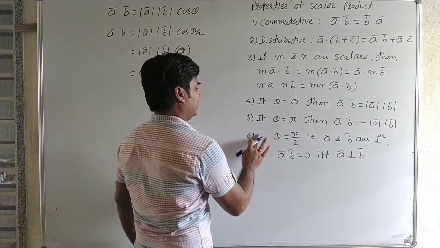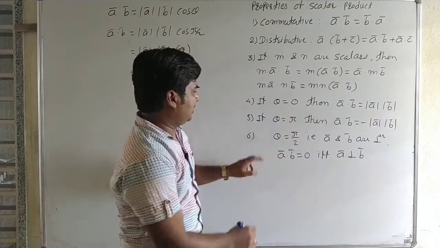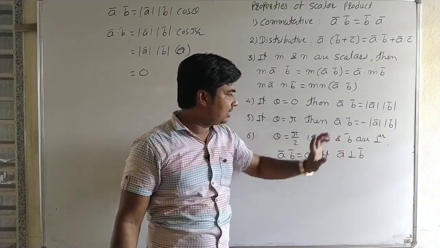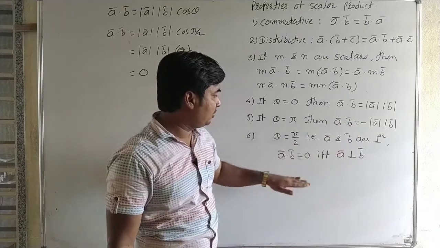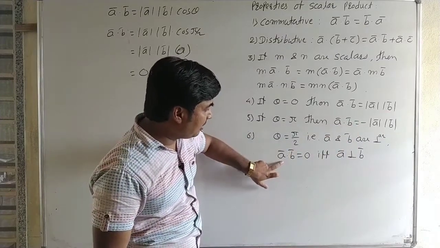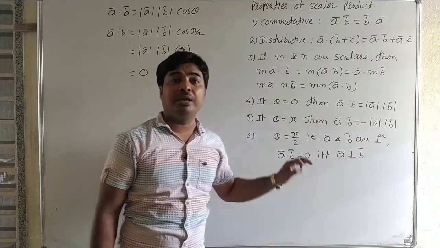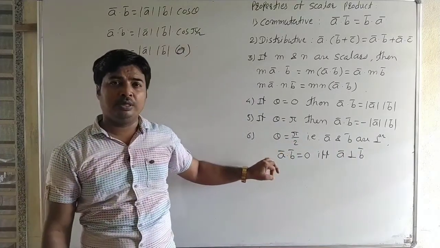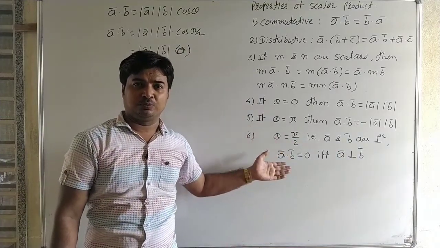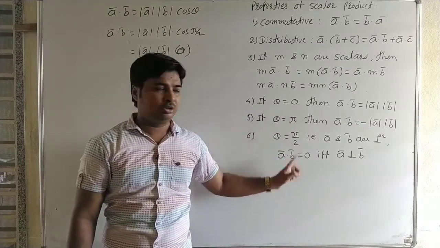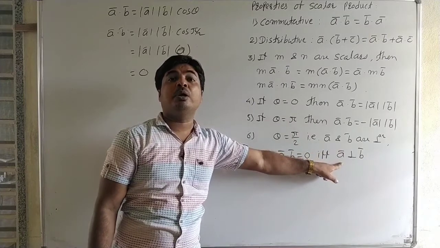Okay, here we can write, let theta is equal to pi by 2, then theta is the angle between A bar and B bar, and they are perpendicular. Then A bar dot B bar is equal to 0 if and only if A bar and B bar are perpendicular. If two vectors are perpendicular, then their dot product is 0. Or if the dot product of two vectors is 0, then the two vectors are perpendicular.